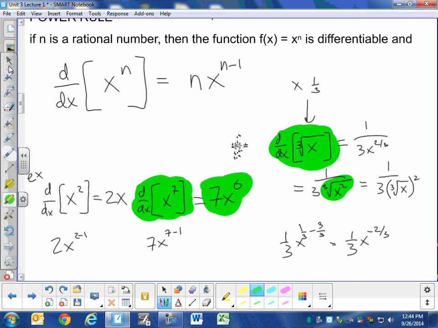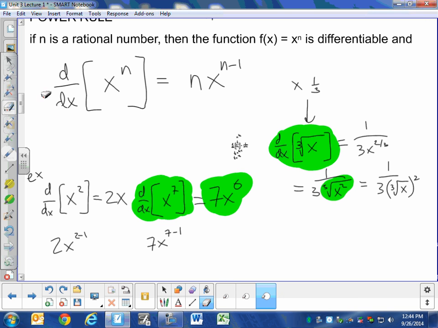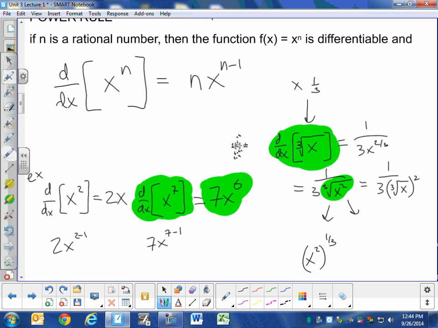Okay, now why is this the same? Because what this is really essentially is x squared to the power of 1/3. When you have a power to a power, you multiply your powers. That makes it 2/3. And your other guy, you have the cubed root of x quantity squared. That's x to the 1/3 quantity squared. So either way you write it, you get it to 2/3.